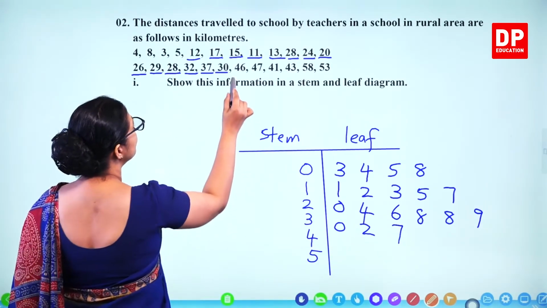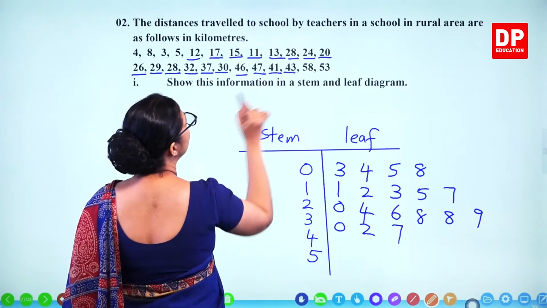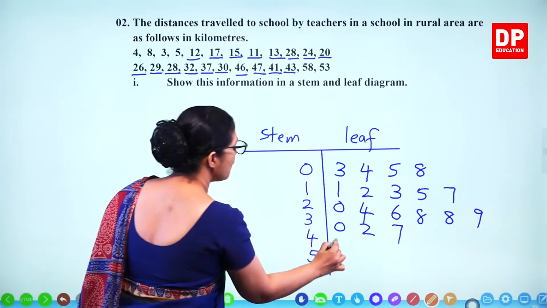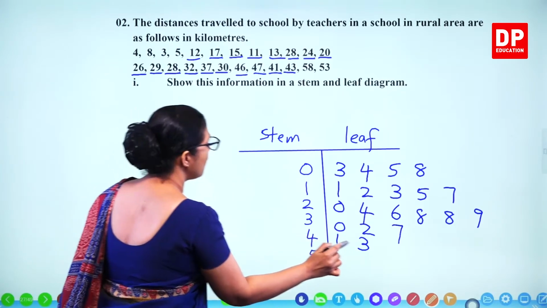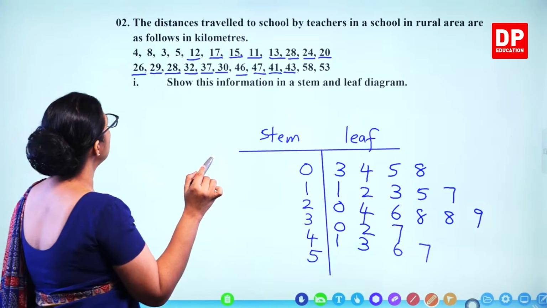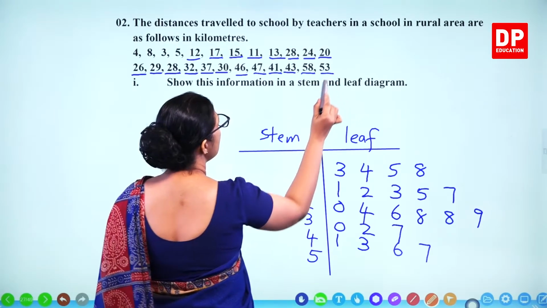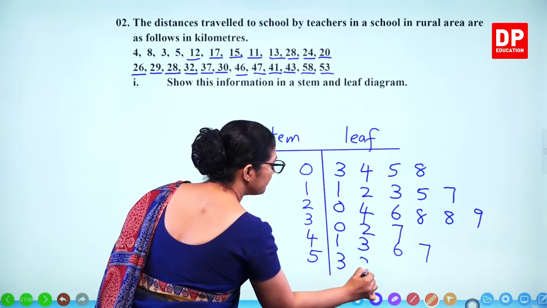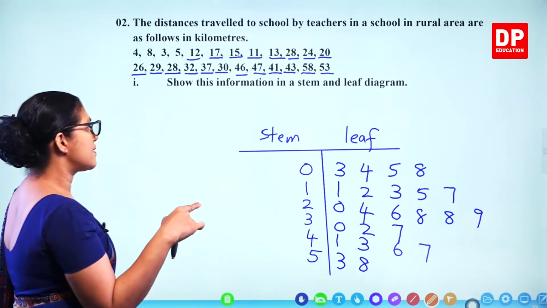Then the 40s: 41, 43, 46 and 47. And the 50s, 3 and 8. So that's the stem and leaf diagram.